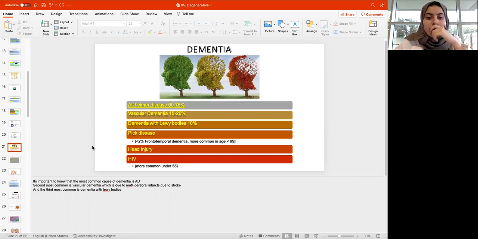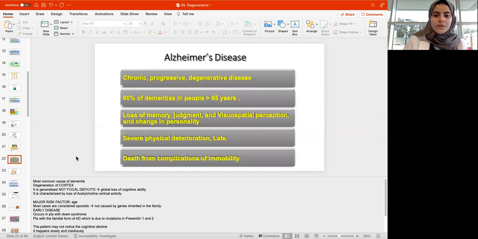Then, okay, so now this is just to show you what's more common. What you need to know is that the most common cause of dementia is AD. The second most common is vascular dementia, which, as I mentioned, is due to multiple cerebral infarcts. Then the third most common is dementia with Lewy bodies. And then you have Pick disease, head injury. These we'll get into here. Okay.